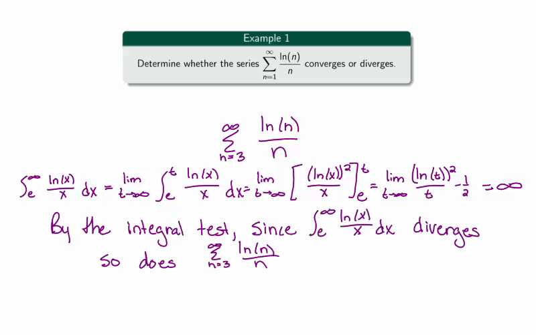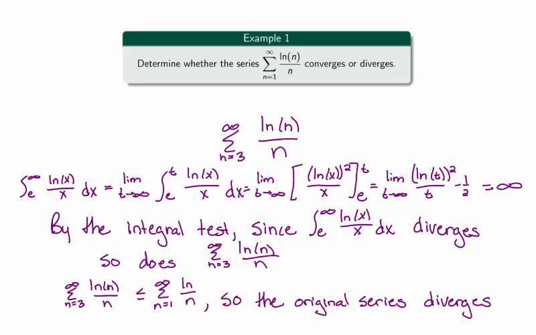By the integral test, since the integral from e to infinity of the natural log of x divided by x dx diverges, then so does the series, the sum n equals 3 to infinity of the natural log of n divided by n. Since the sum n equals 3 to infinity of the natural log of n divided by n is less than or equal to the sum n equals 1 to infinity of the natural log of n divided by n, we conclude that our original series diverges.